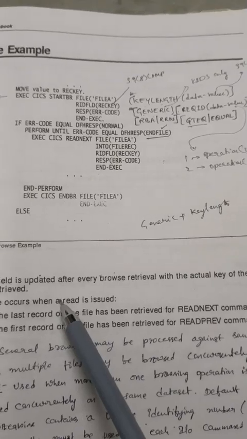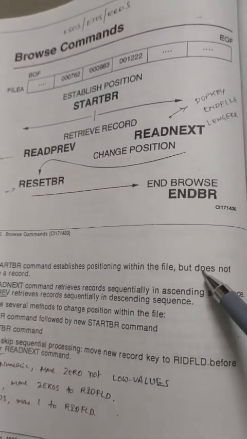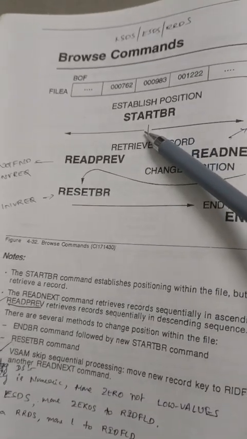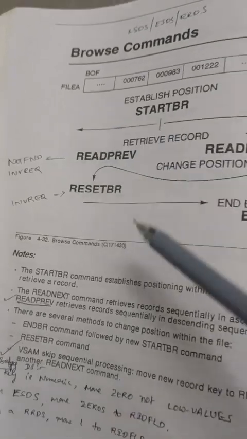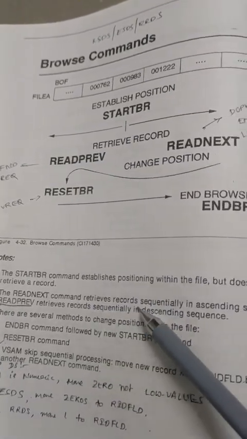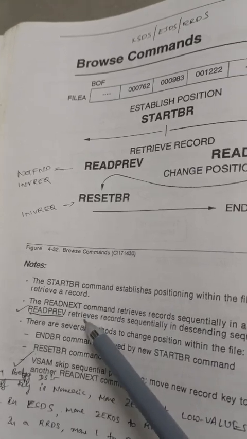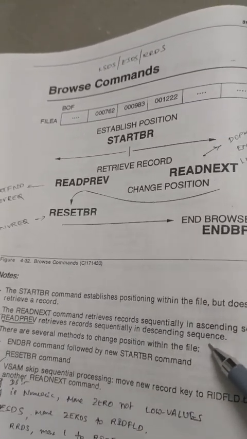These are the basic logic, and you can see that the start browse command establishes a position within a file. It does not retrieve the record. It means start browse does not start reading, it just establishes where the cursor will be placed. A read next command retrieves the records sequentially in ascending sequence, and the read previous command retrieves the records sequentially in descending sequence.